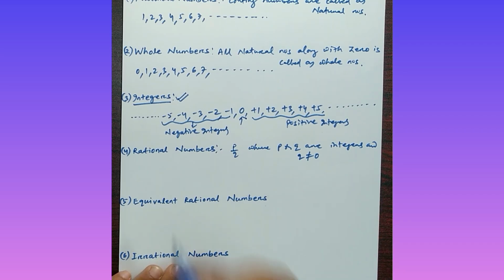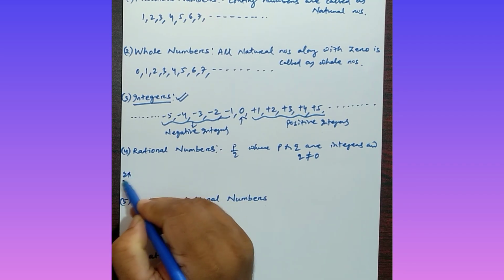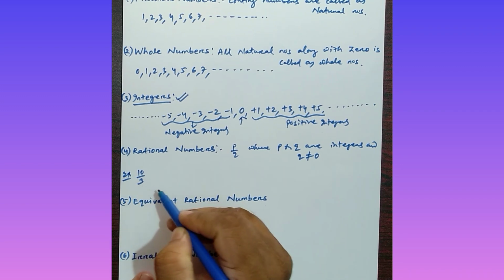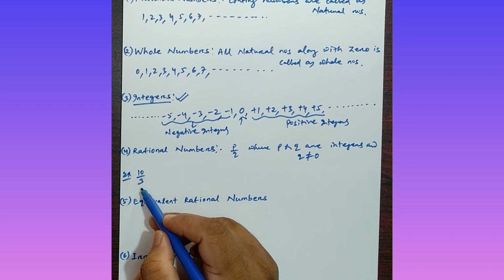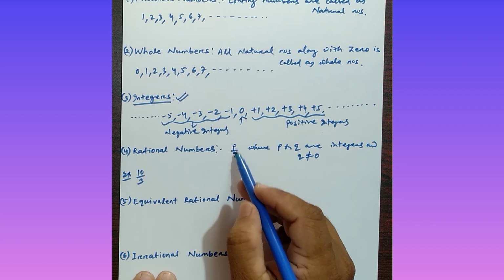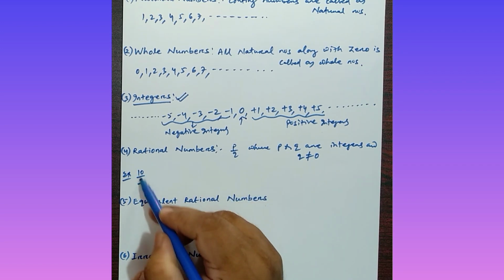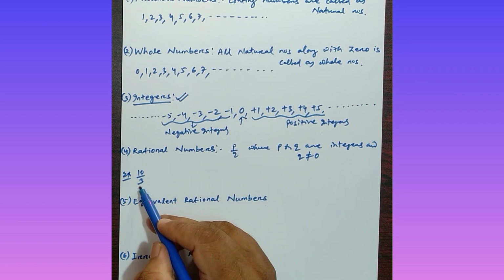So what is the meaning of that? An example: let's suppose I'm saying 10 by 3. Yes, absolutely right. Look here, 10 by 3 is a rational number. Why? Because it can be represented in the form p by q, where p and q are integers and q is not equal to 0. Look here, 3 is not equal to 0.